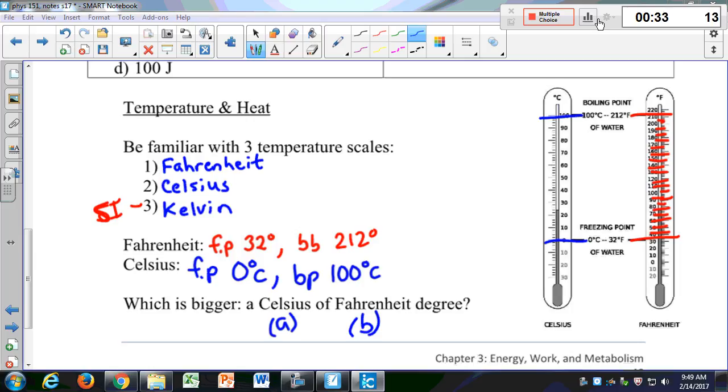It doesn't matter what the actual temperature is, I'm just changing by 1 degree. I'm increasing my temperature by 1 degree. Which of those is a bigger increase, the Celsius or the Fahrenheit degree? A or B?